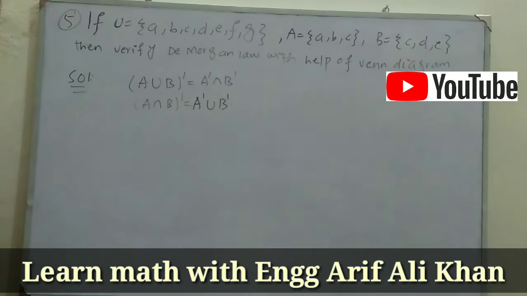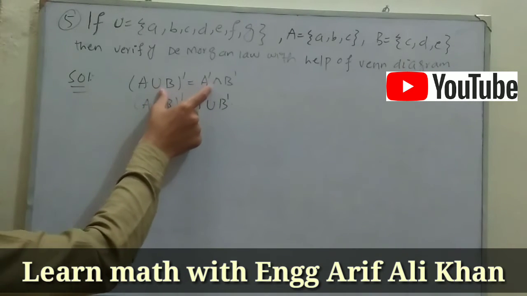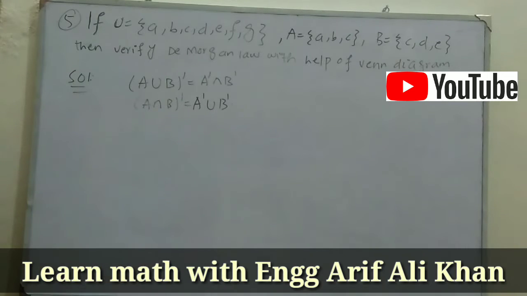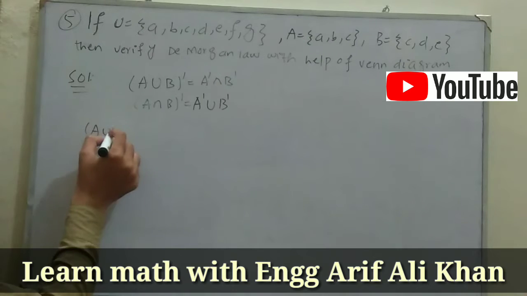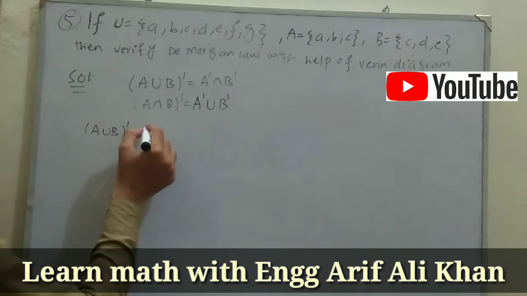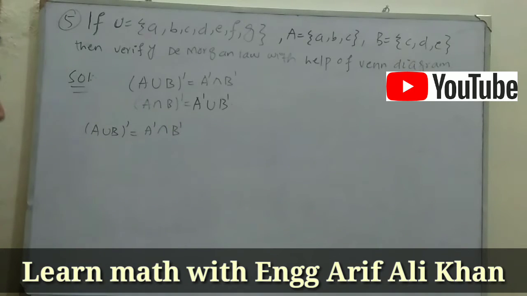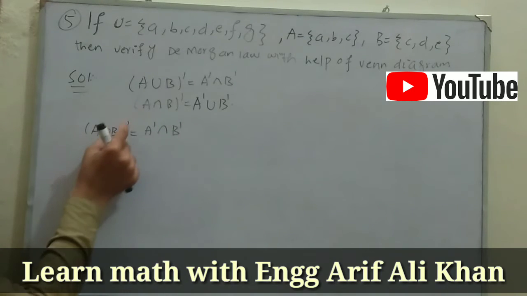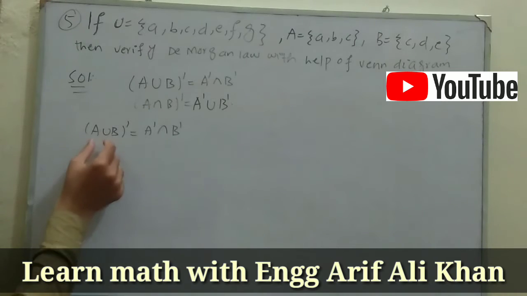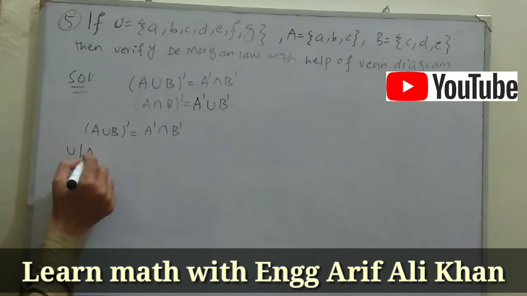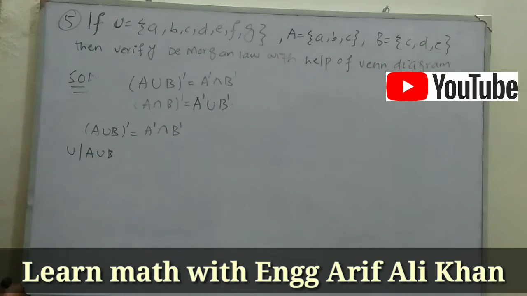First we are going to prove this law with the help of a Venn diagram. Taking the first law, A union B whole complement will be equal to A complement intersection B complement. Now A union B whole complement will be found first. A union B whole complement means subtraction of A union B from the universal set, because this is the definition of complement. So U minus A union B will be A union B whole complement.